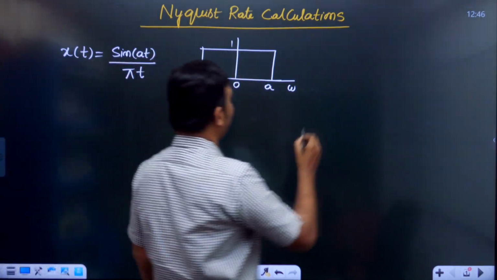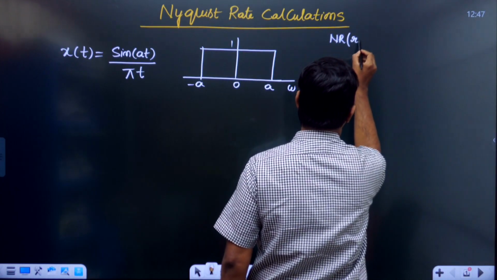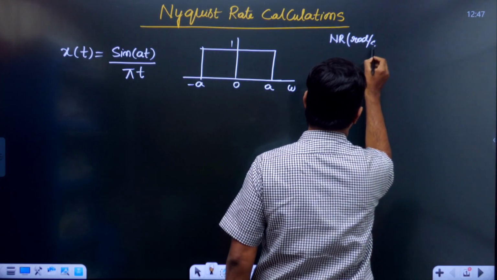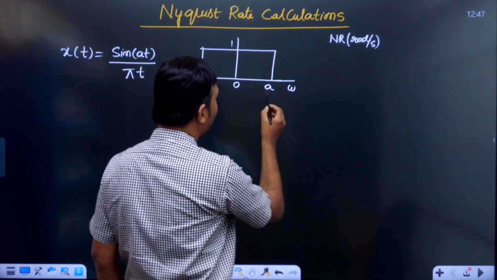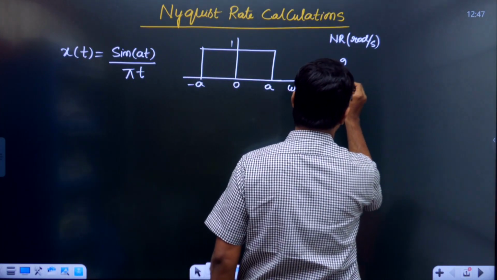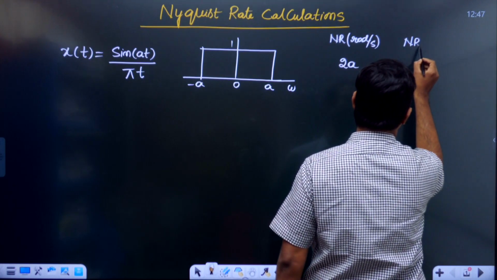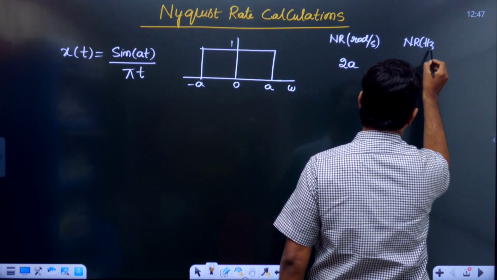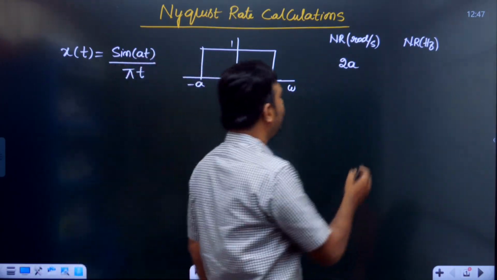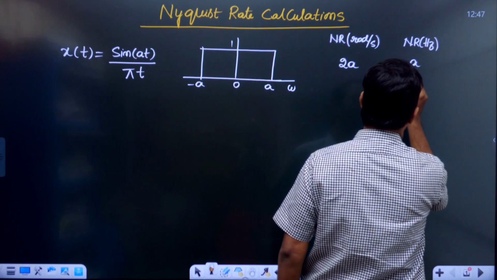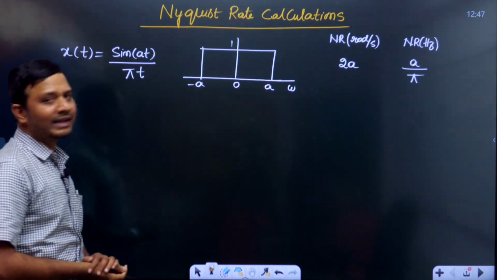Now Nyquist rate, when calculated in radians per second, is twice the highest frequency component. Twice the highest frequency component means 2a. Suppose if you are going to calculate the Nyquist rate in hertz, simply divide this 2a with 2 pi. So a by pi. In this way you are going to calculate the Nyquist rate.